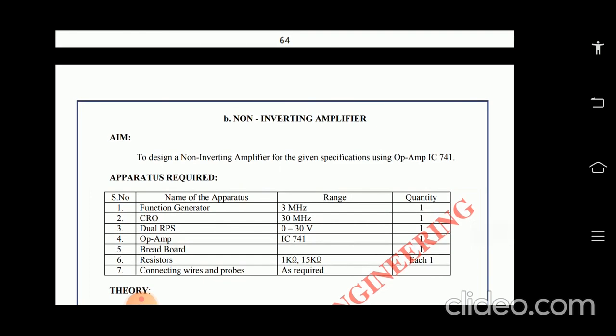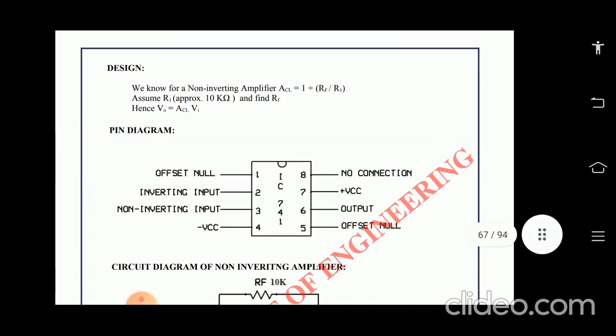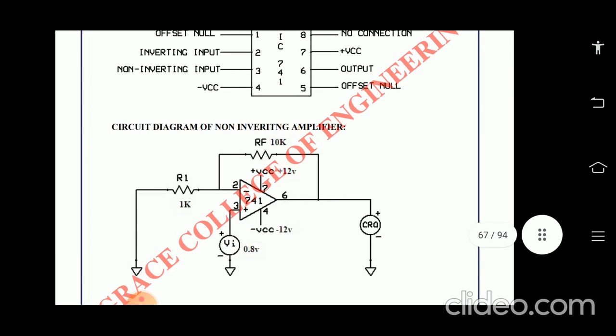So what is behind the non-inverting amplifier is, here we are having the pin diagram for the IC741, and already we saw this pin diagram for the inverting amplifier. Similarly we are having the pin diagram for the non-inverting amplifier, both are same. And here we are having the circuit diagram for our non-inverting amplifier.